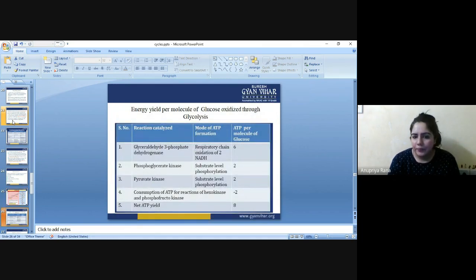Now this is the yield, what ATP per molecule of glucose we are getting. First we get 6 molecules, phosphoglycerate kinase gives 2, pyruvate kinase gives 2, so in total 10 molecules of ATP in this whole reaction. But in the starting reactions, we already used 2 ATP molecules. Hence the net ATP yield in the whole glycolysis process is 8. I think that is clear.